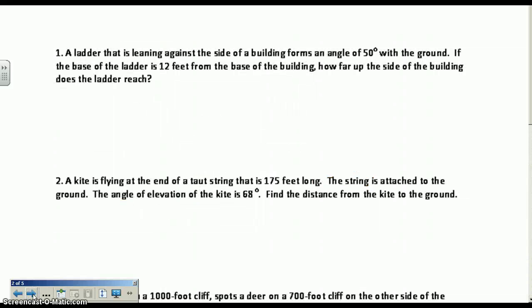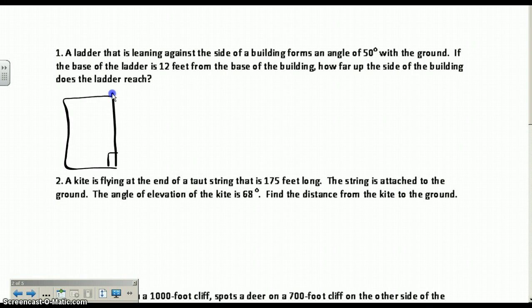So flip the page over, and now we're going to have to draw these ourselves. It says a ladder is leaning against the side of a building, forms an angle of 50 degrees with the ground. If the base of the ladder is 12 feet from the base of the building, how far up the side of the building does the ladder reach? Same idea.